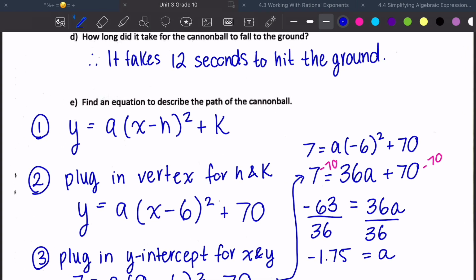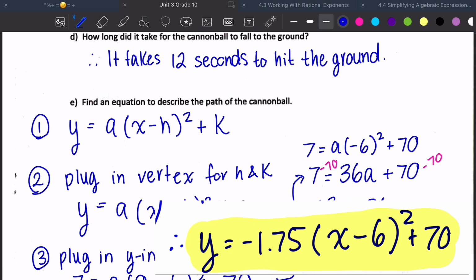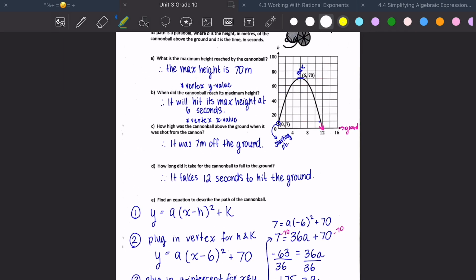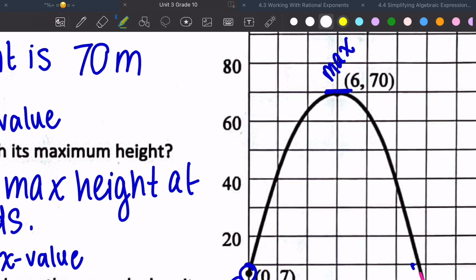So therefore my overall equation, I'm just going to use vertex form. But now I have an a value, so I can say y equals negative 1.75 bracket x minus 6 squared plus 70. And that is your equation. If you plug that into Desmos, it would give you this graph here. It'd model it. So step 1, start with the general form. Step 2, plug in your vertex. And then step 3 is pick any point. I could have picked this point here, or this point here. Just pick a nice point where it's clean, no decimals. You want it to be super exact.